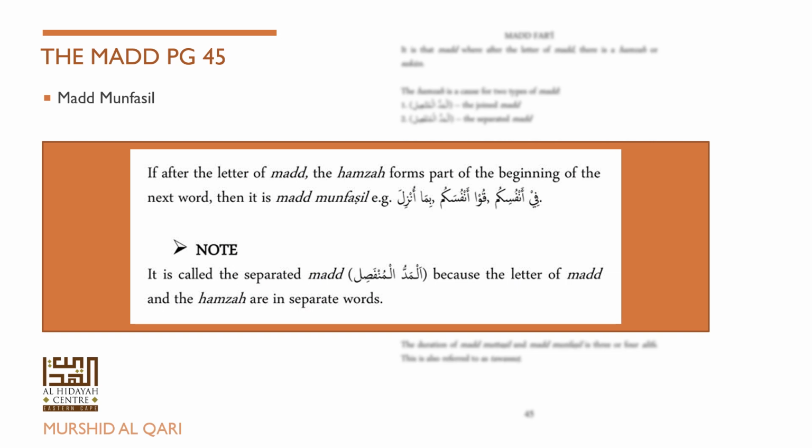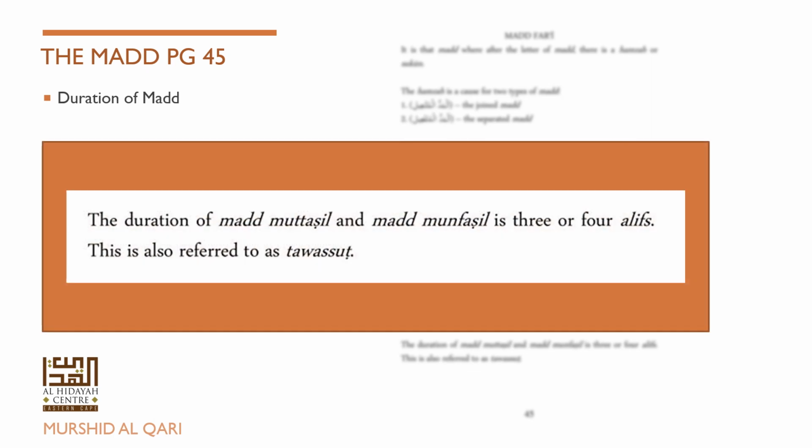If you look at the next example, qu anfusakum, the letter of mad is the waw, followed by a hamza in the next word. Fi anfusikum, and so on. Note, it is called the separated mad, al-mad munfasil, because the letter of mad and the hamza are in separate words. The duration of mad muttasil and mad munfasil is 3 or 4 alifs. This is also referred to as tawassut. So the 4 alifs, we can count our fingers closing 4 times. This will be the duration of tawassut.